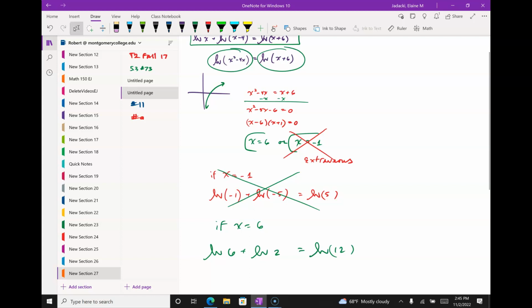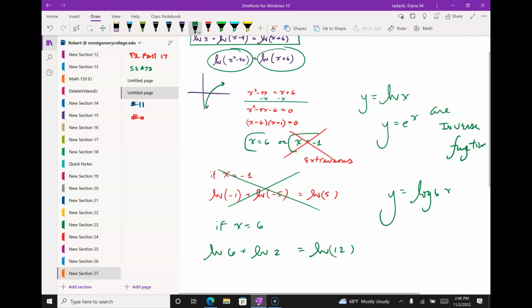Yes, exponentials, yes. ln of x and e to the x are inverses. If I did it without base e, it would be y equals log base b of x and y equals b to the x. Those are inverses. But the ln is a special base e.